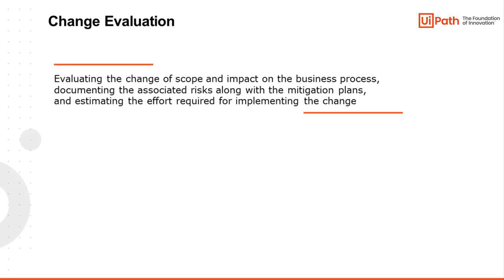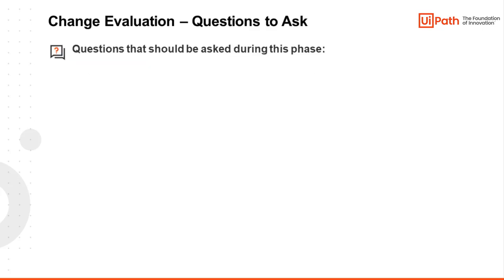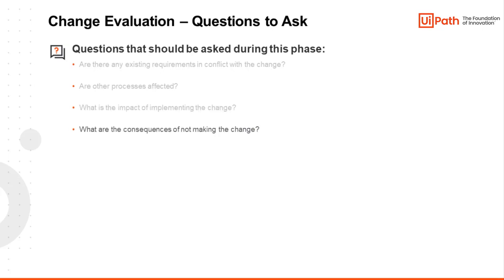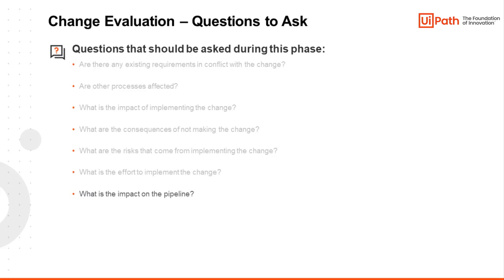The second step is change evaluation. It implies evaluating the change of scope and impact on the business process, documenting the associated risks along with the mitigation plans, and estimating the effort required for implementing the change. Questions that should be asked during this phase are: Are there any existing requirements in conflict with the change? Are other processes affected? What is the impact of implementing the change? What are the consequences of not making the change? What are the risks that come from implementing the change? What is the effort to implement the change? What is the impact on the pipeline?